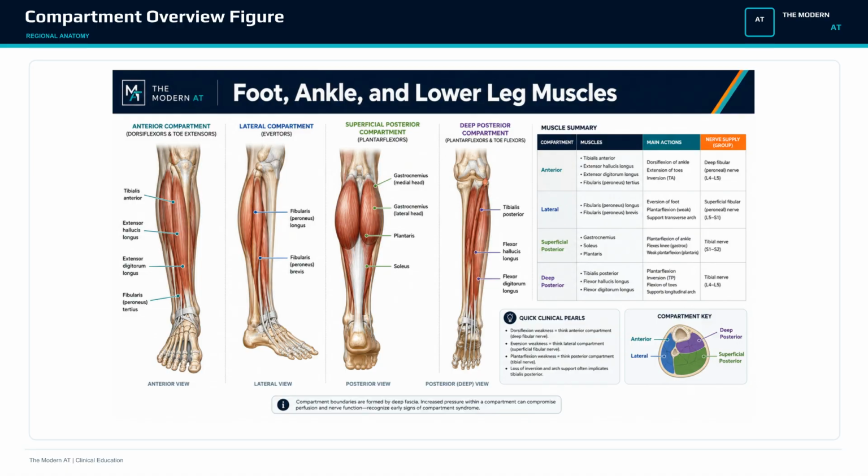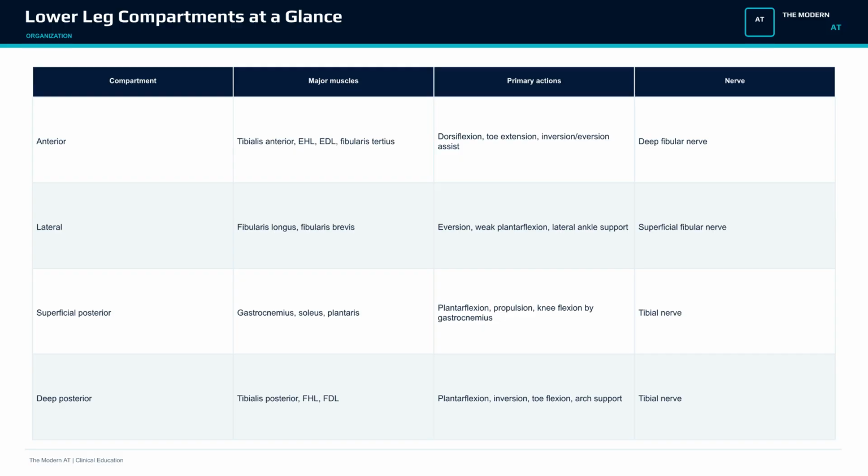Weakness with dorsiflexion and toe extension points toward the anterior compartment and deep fibular nerve. Pain with resisted eversion points toward the lateral compartment and fibularis tendons. Difficulty with push-off points toward the calf complex, Achilles tendon, or tibial nerve function. Medial arch pain may involve the deep posterior compartment, especially tibialis posterior. Keep returning to this map as we move through the lecture, because every muscle we discuss fits into this larger clinical framework.